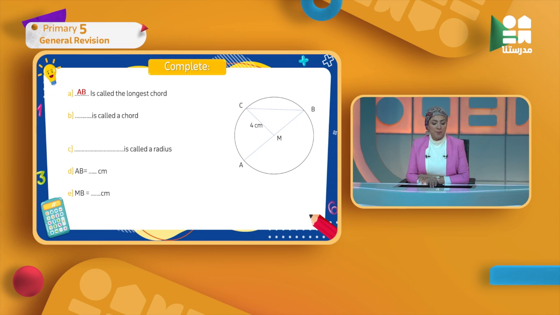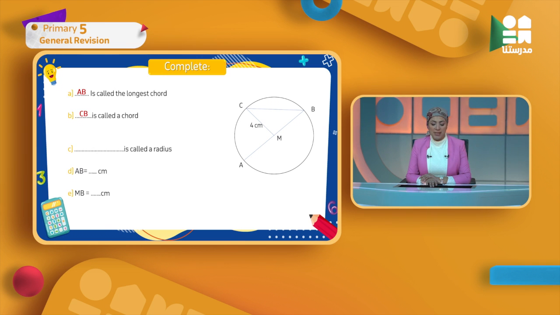Now letter B. What is a chord here in my circle? Of course, I have many chords, but since they are not diameters or radii, then I'll choose any other chord on the circle. So here, CB is a chord in my circle. Then the answer is CB line segment.